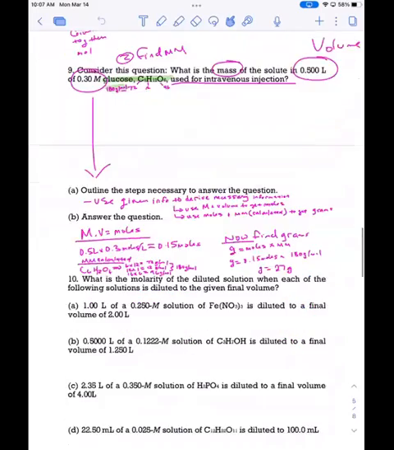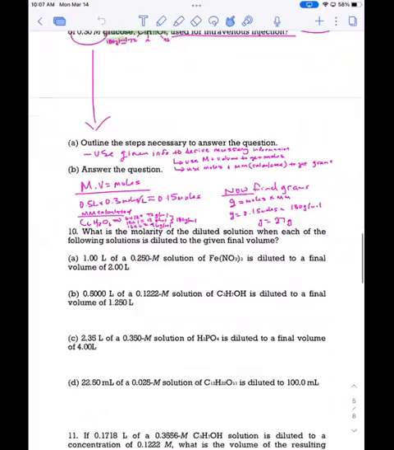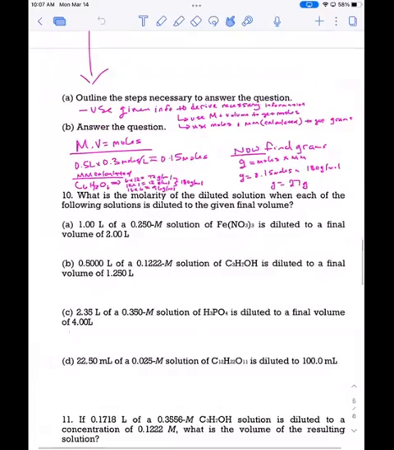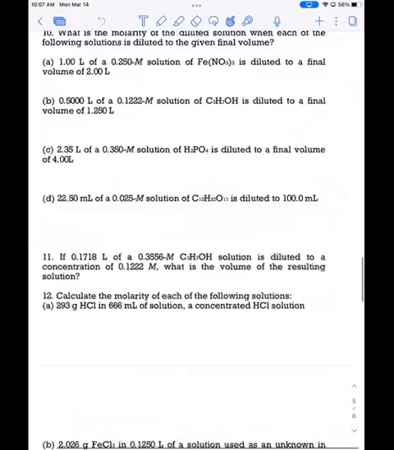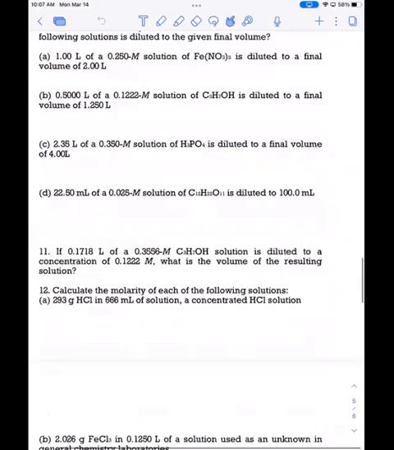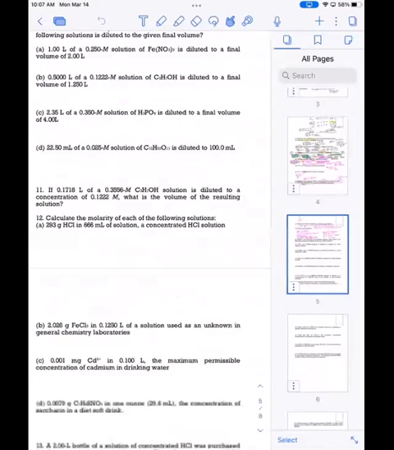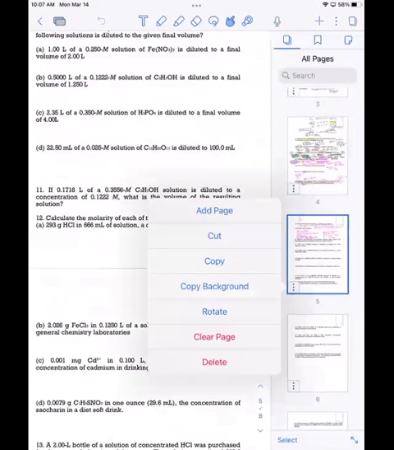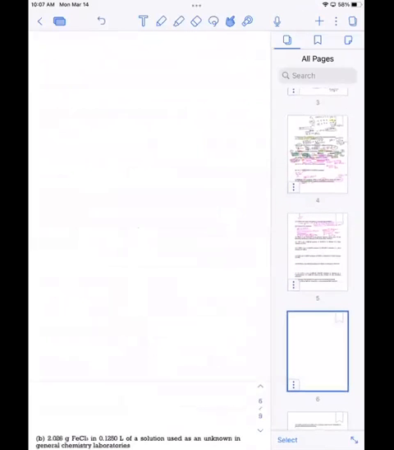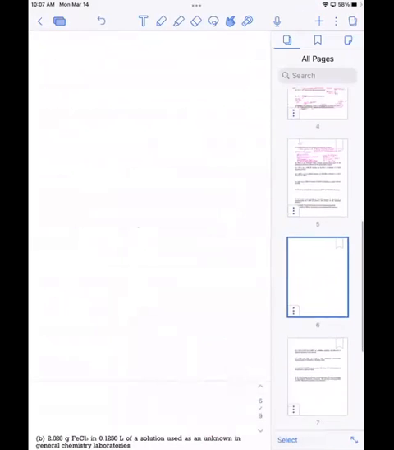And the handout is dealing with dilution, right? And so let me recap. Let me add a page in here. And I'm going to recap what we already talked about so far.